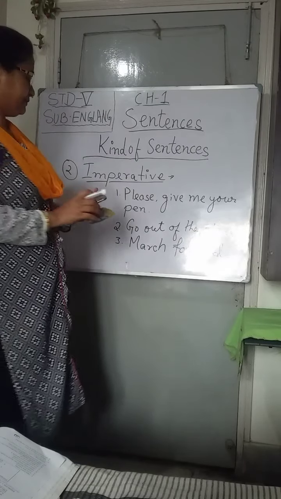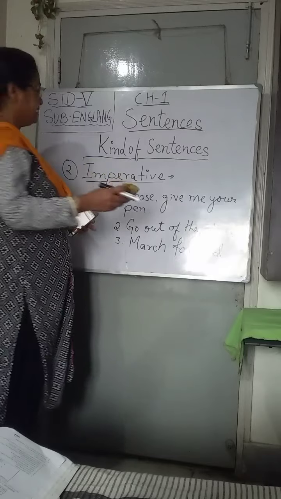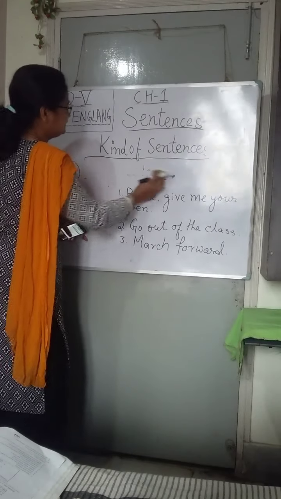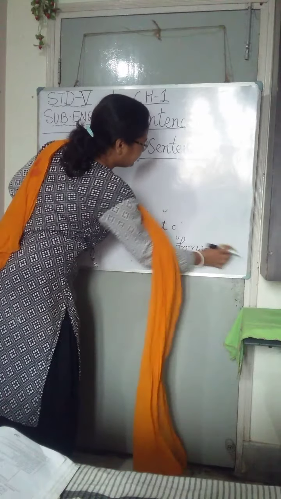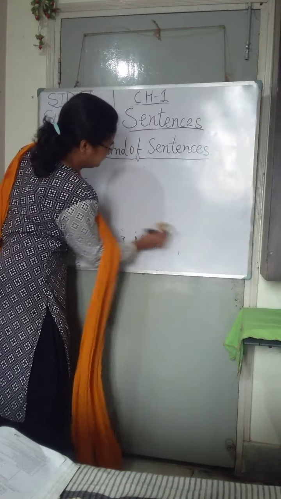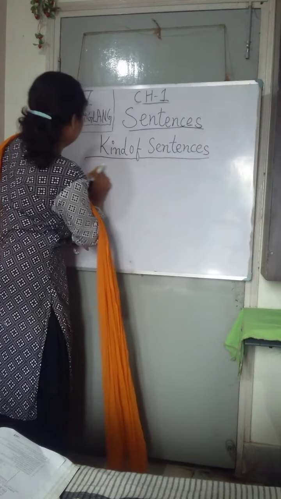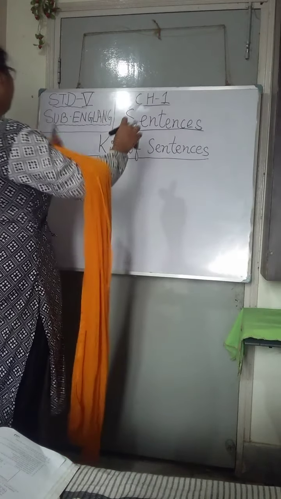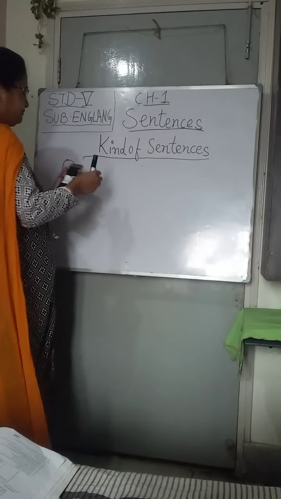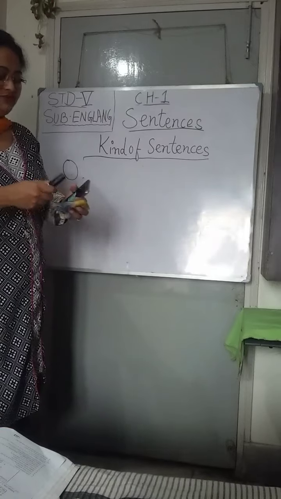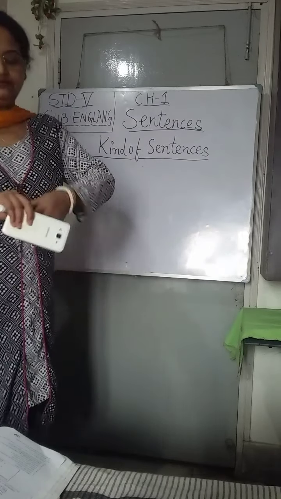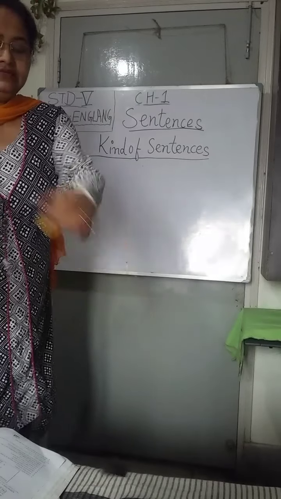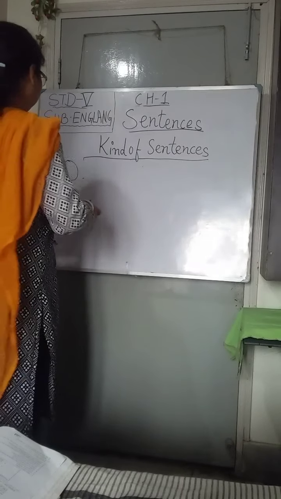Now we will move to the next kind of sentence, that is the interrogative sentence. Write down in your copy: number 3, interrogative sentence. Write down.